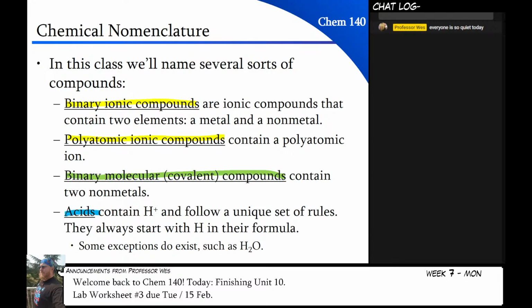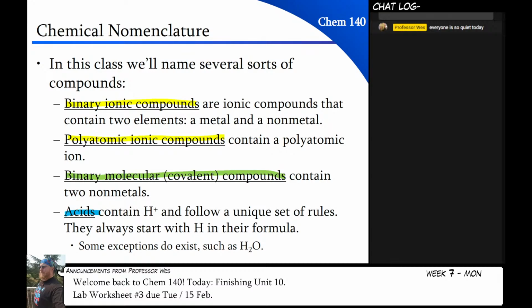When I use the word binary, what I mean is that there are two elements. Only two elements. Not necessarily two atoms, so I could have a bunch of atoms of the same element in my compound. But binary just means that there are only two elements in our formula. One of them will be a metal and one of them will be a nonmetal in order for it to be ionic.